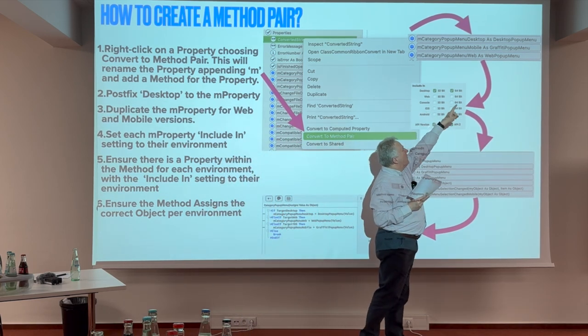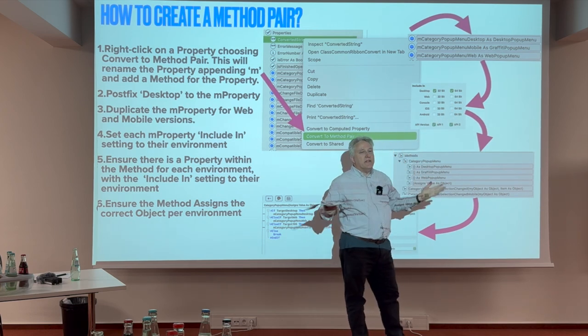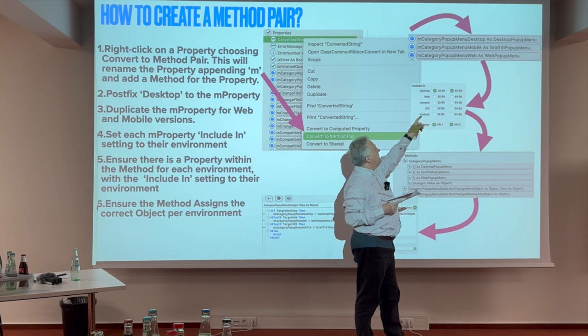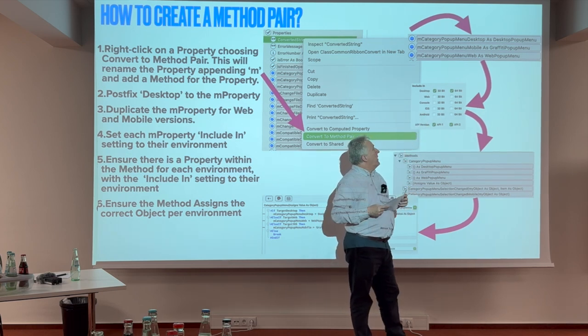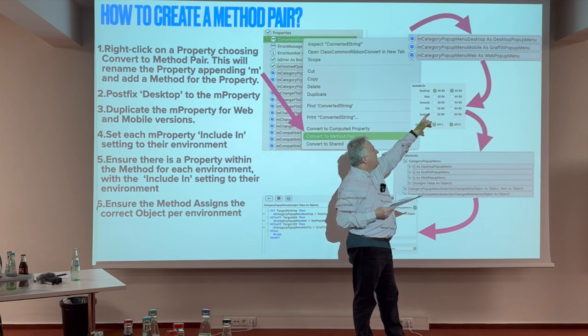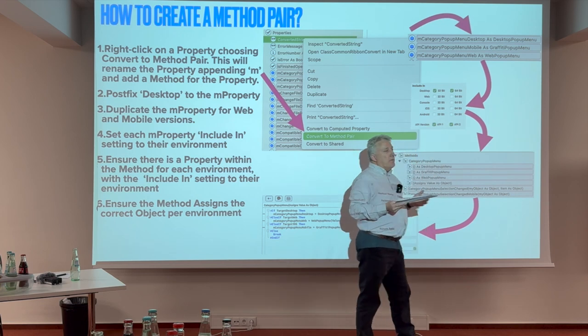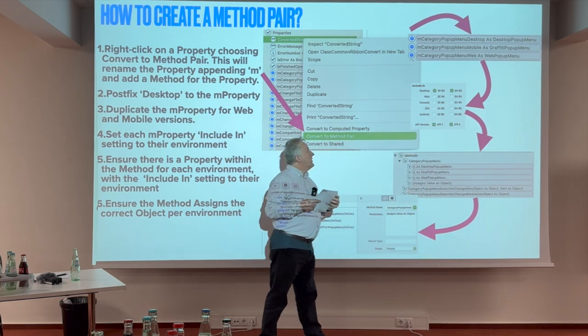And I need to go and change their names. So the first one is of type desktop pop-up menu. The second one: now there are no pop-up menus for mobile, so I use Graffiti Suite, and it uses a thing called Graffiti pop-up menu. The third one is web pop-up menu, which does exist on the web.